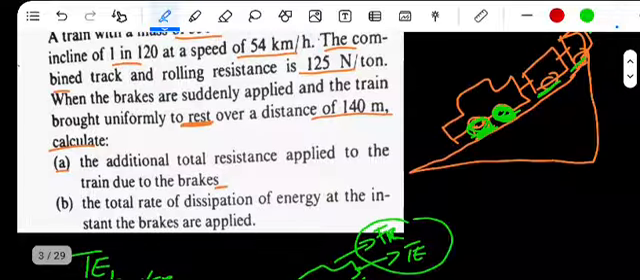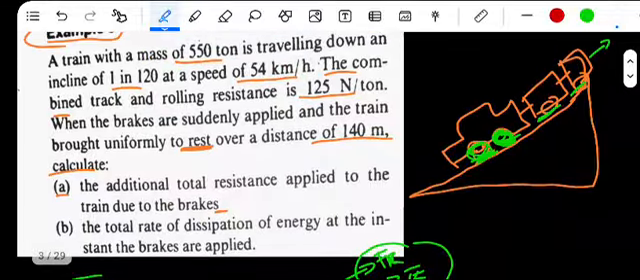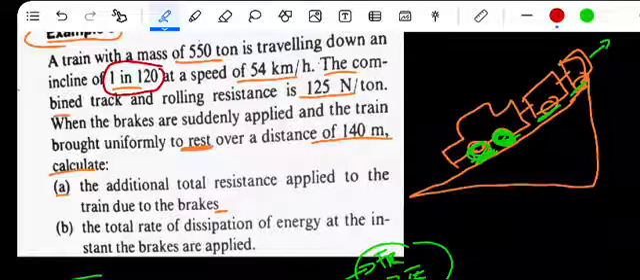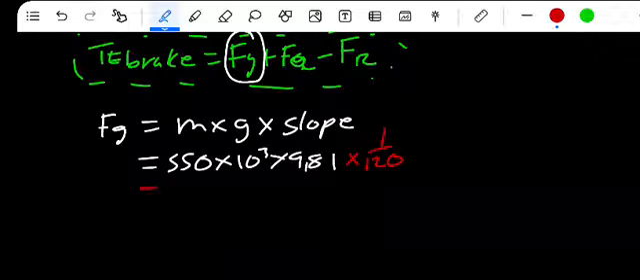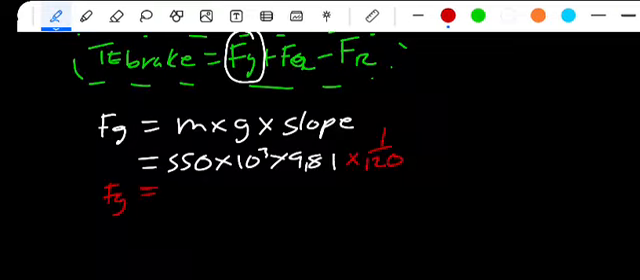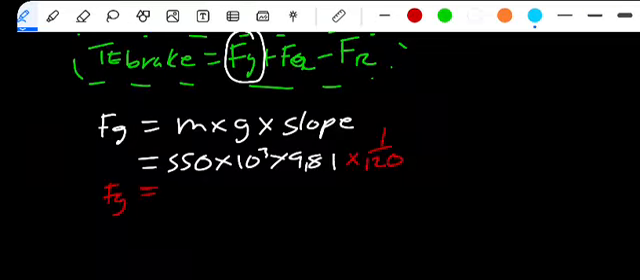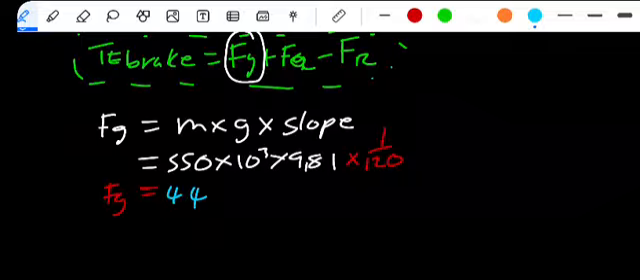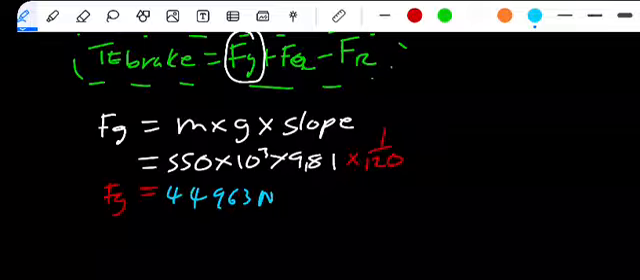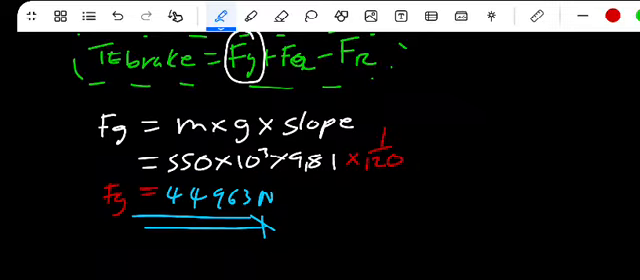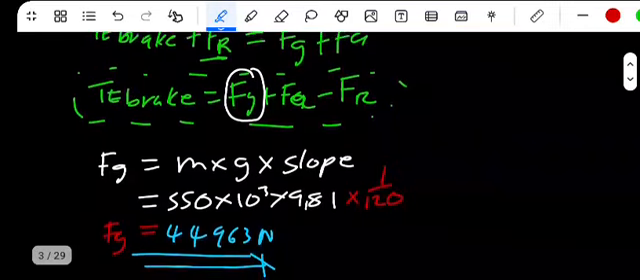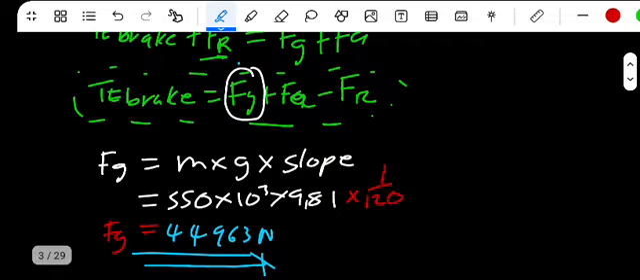The slope we've been given there, it's 1 in 120. So you multiply by 1 over 120. So you have your gravity there. As you multiply there, you're supposed to get nicely 44963 Newton. That is what you'll have there. That is your gravity there. So we have the gravity. Good. We are done with this part.